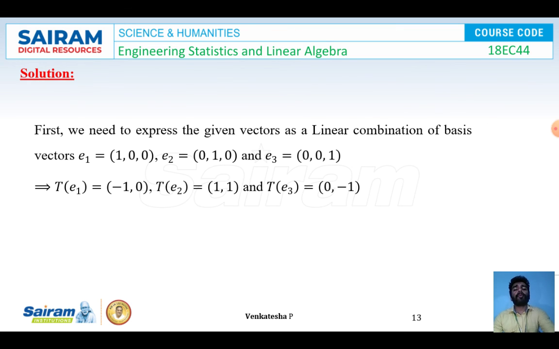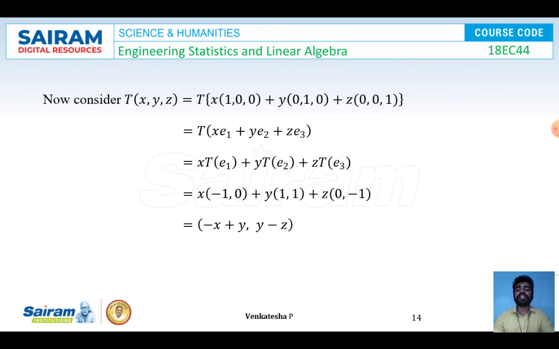Now I'm going to find the linear transformation. So I'm going to consider the function T of (x, y, z) because the mapping is happening between V3 to V2, so I'm taking three variables in the function. T of (x, y, z) can be written like T of x(1, 0, 0) plus y(0, 1, 0) plus z(0, 0, 1). After multiplying all this we'll be getting the same thing again. I'll be replacing (1, 0, 0) as e1, (0, 1, 0) as e2, and (0, 0, 1) as e3 according to the basis vectors. So I got the equation T of (x e1 plus y e2 plus z e3).